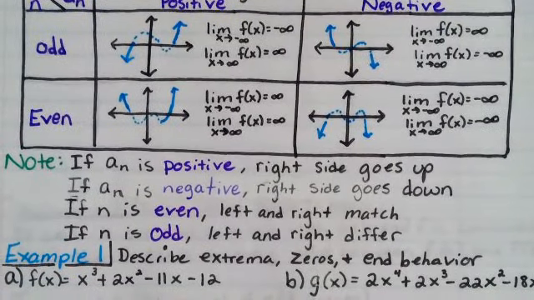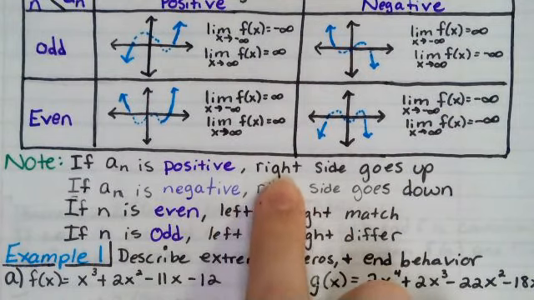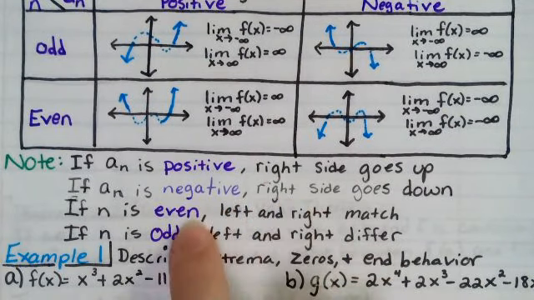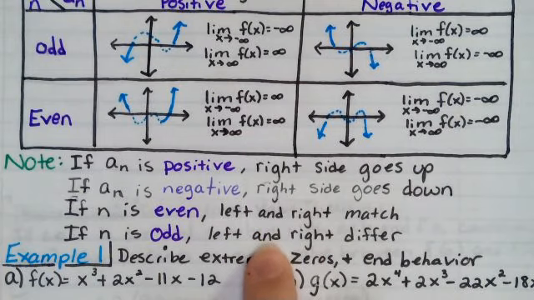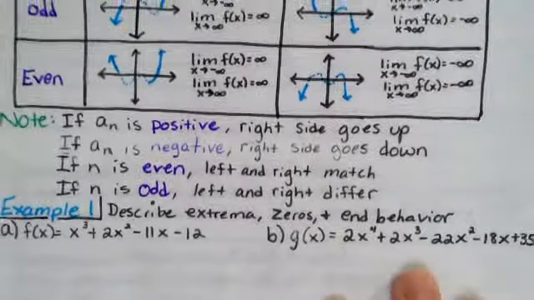All right, now look here. It says just some little tips and tricks to help you remember. So if it's positive, the right side's going to go up. If it is negative, the right side's going to go down. If it's even, both sides are going to match. If it's odd, they're going to be different. So just use those to help you with going through these types of problems.